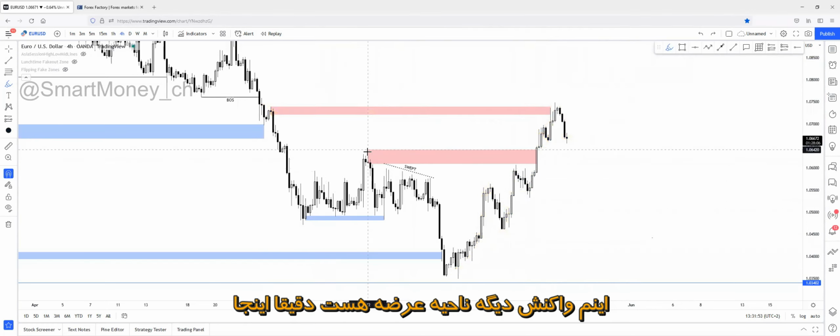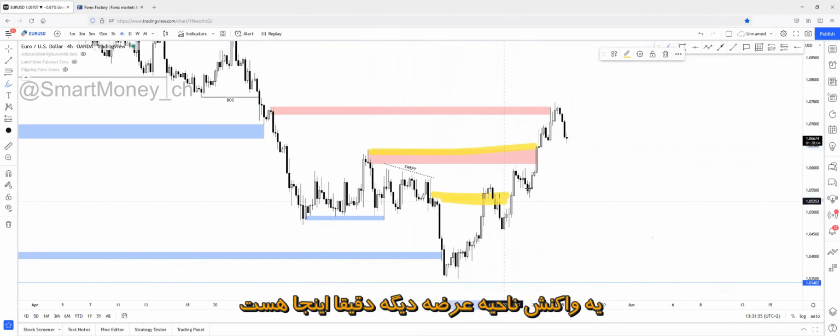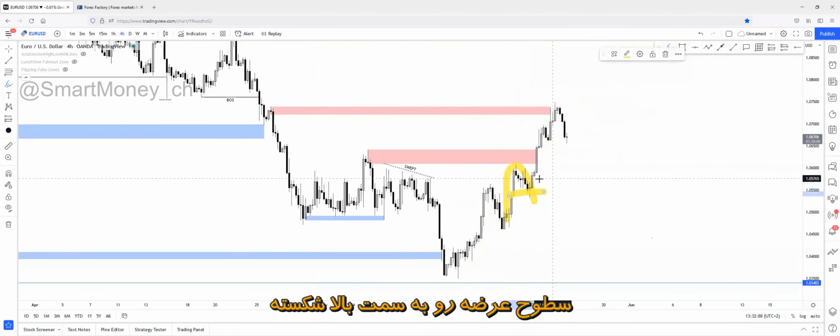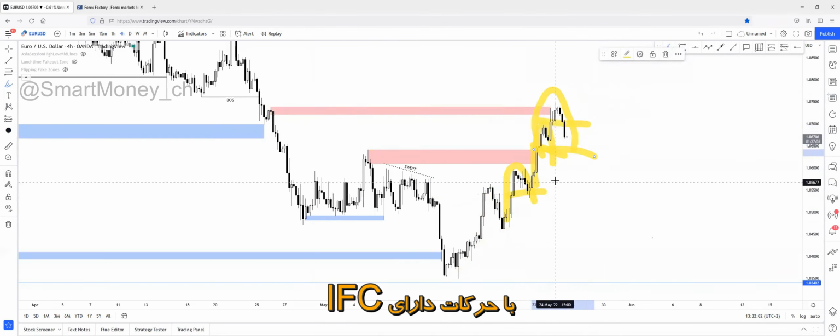There was a supply reaction right here. There was a supply reaction right here. There was a supply reaction right here. But price just continuously kept breaking above these supply zones with inefficient movements.